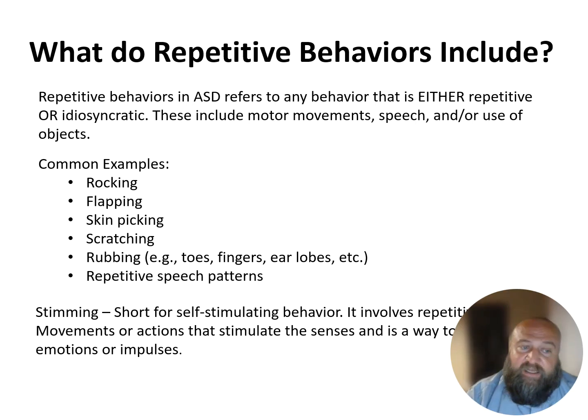So rocking, flapping, especially like hand flapping, movement, things like that. Skin picking, scratching. So oftentimes this isn't scratching to hurt themselves, but just scratching like this on an arm. Rubbing tends to be very common, especially certain body parts like the earlobes, tapping the fingers, rubbing the fingers, things like that. And then finally, repetitive speech patterns. Now, collectively, we kind of refer to all of these as being stimming behaviors. So that's short for self stimulating behavior.